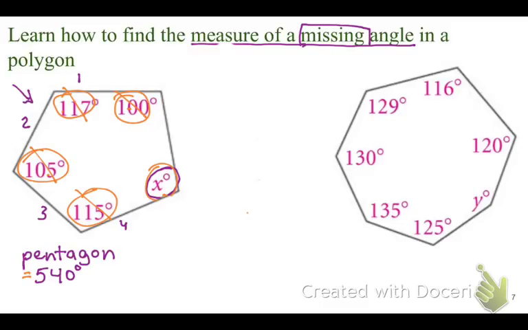Okay, so remember, first thing we do is count the sides. So I have 1, 2, 3, 4, 5, 6, 7. So I have a septagon, 7 sides, and we know from our table on the previous page that a septagon has 900 degrees.